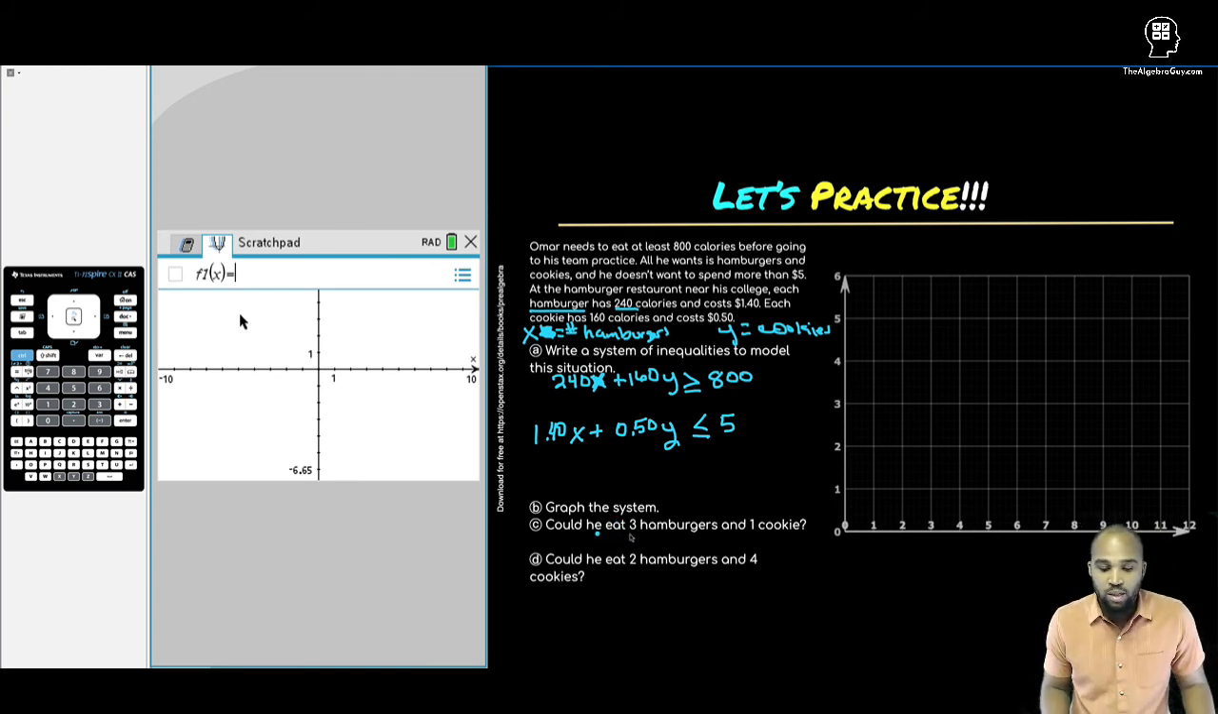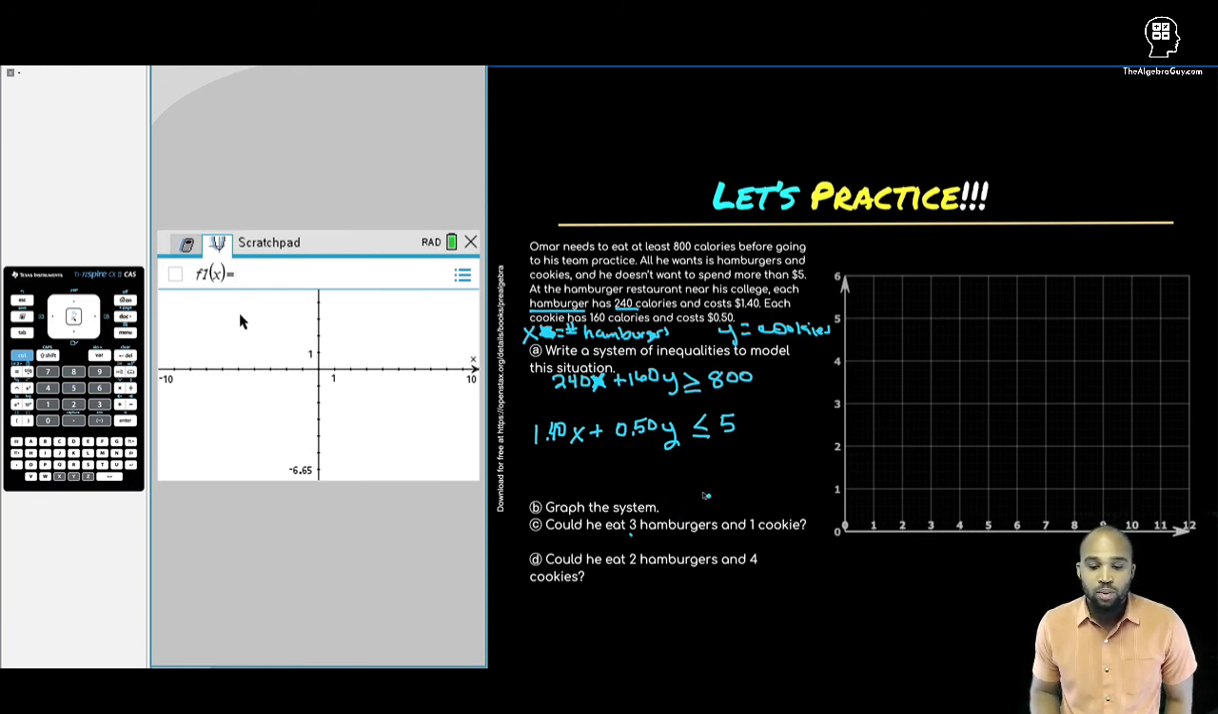Could he eat 3 hamburgers and 1 cookie? Now you can answer this pretty easily by just finding the cost of 3 hamburgers and a cookie and seeing if it's less than or equal to $5, and if it matches the calories. So that's one way you can do it if you have a word problem like this and you don't remember how to do what I'm about to share with you. Just plug in these 2 points. That's really what they are.